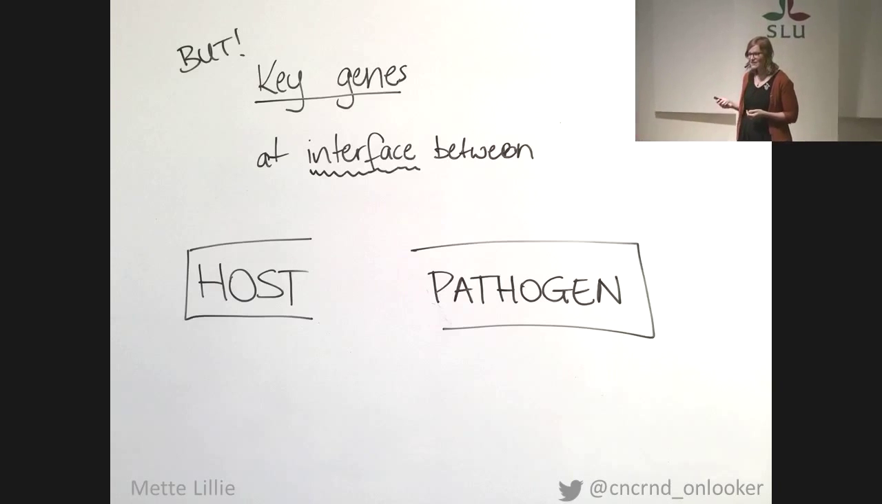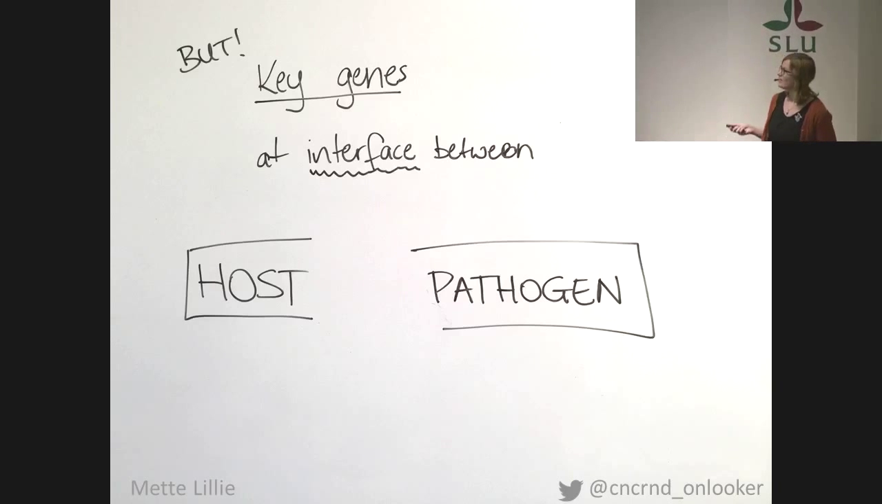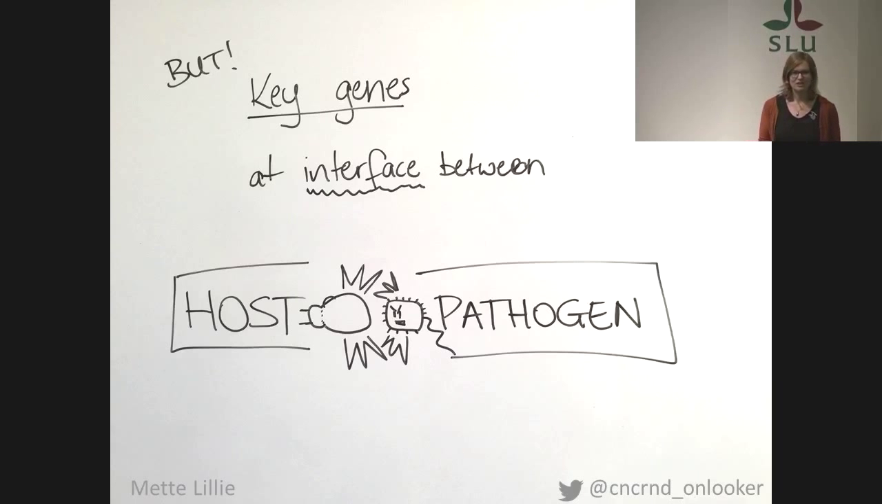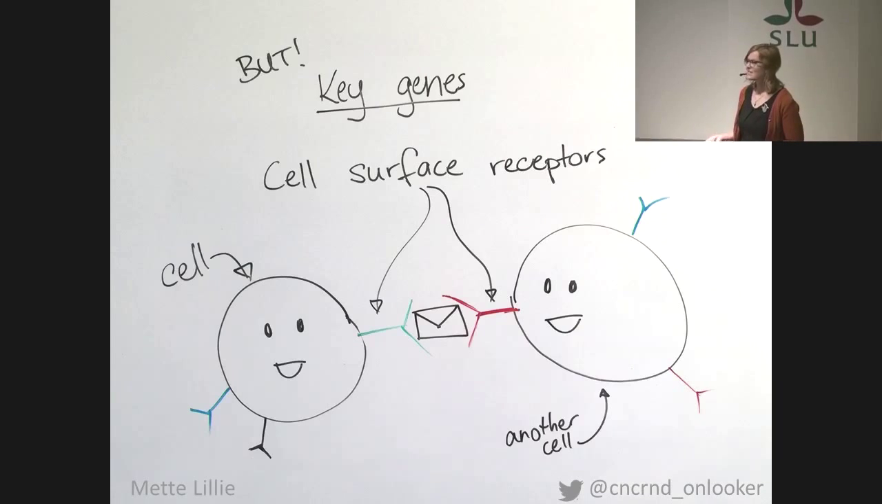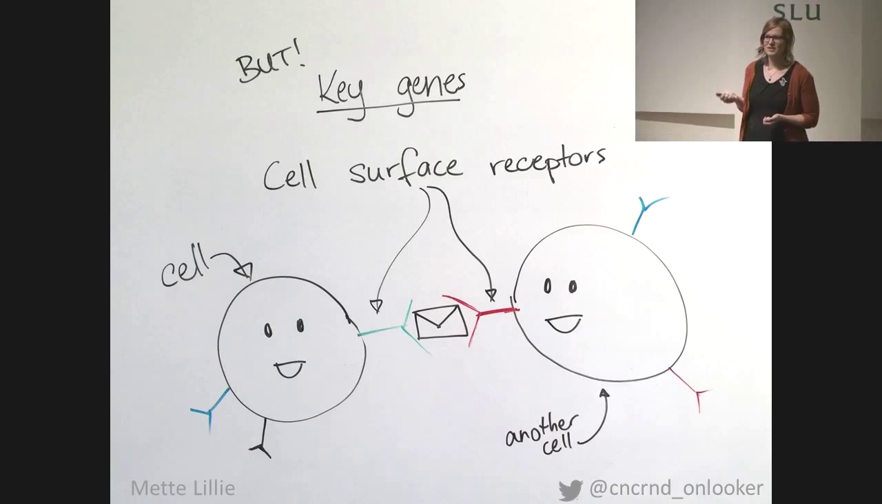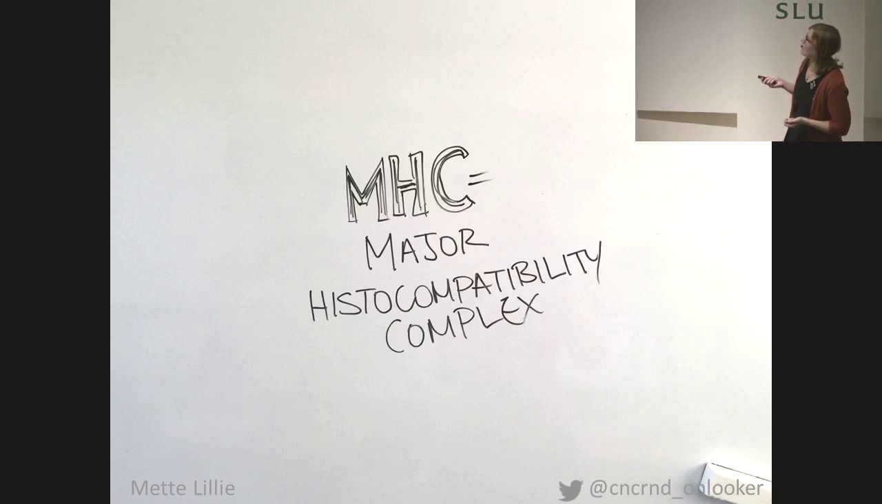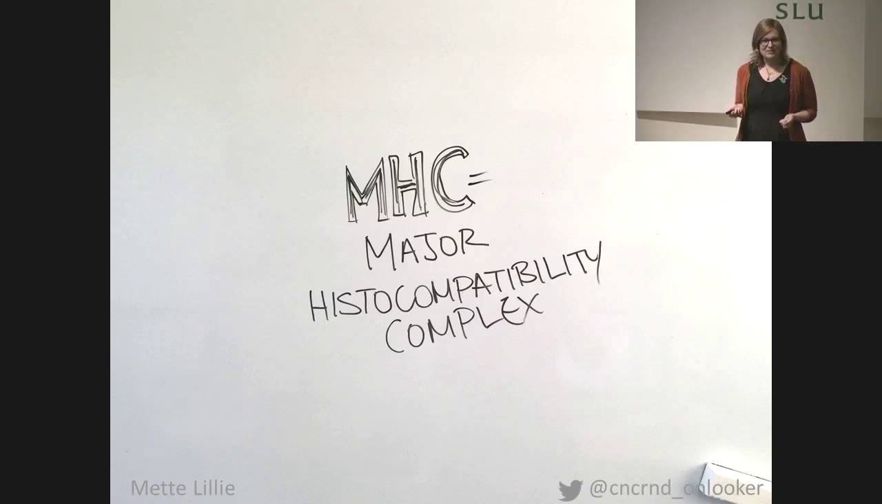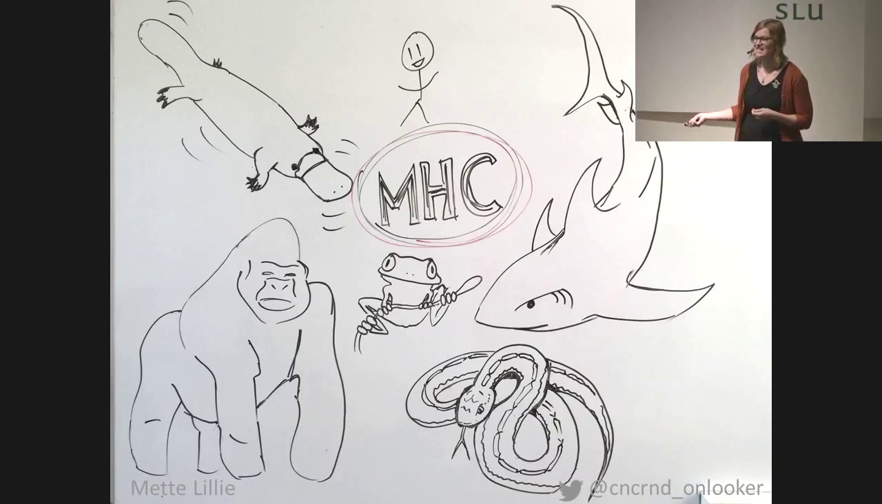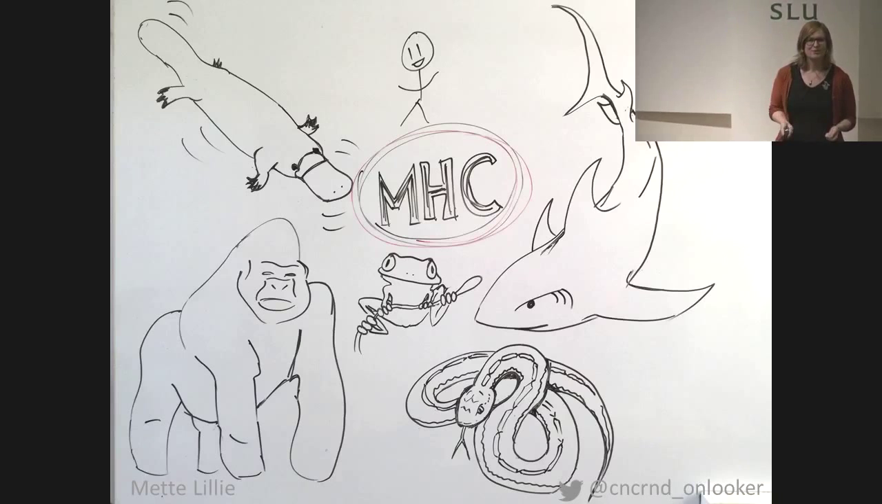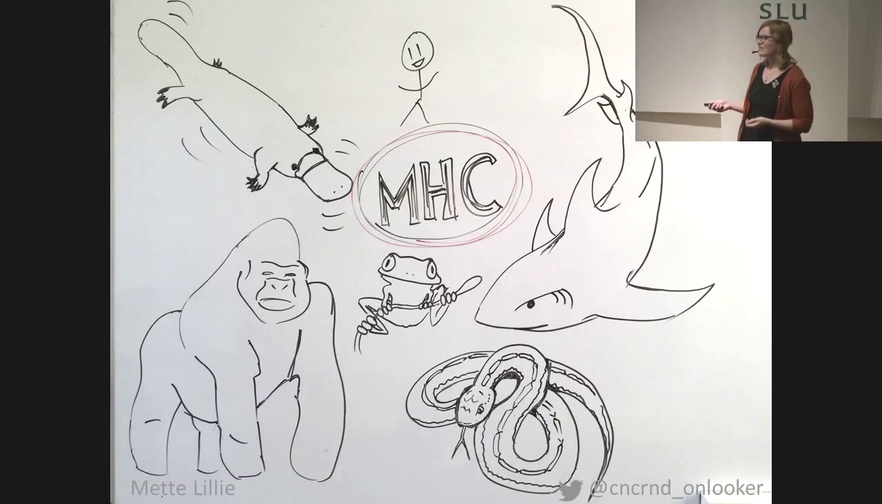But there are some key genes that work at the interface between the host and the pathogen that we can look at. These genes are typically cell surface receptors, and these are the ways in which cells communicate with one another. One of these families is called the MHC, and this can be found in all jawed vertebrates, so you can find them in sharks and frogs, and snakes and apes, in platypuses, and of course humans. And in humans, we have found more than 1,000 MHC gene variants.